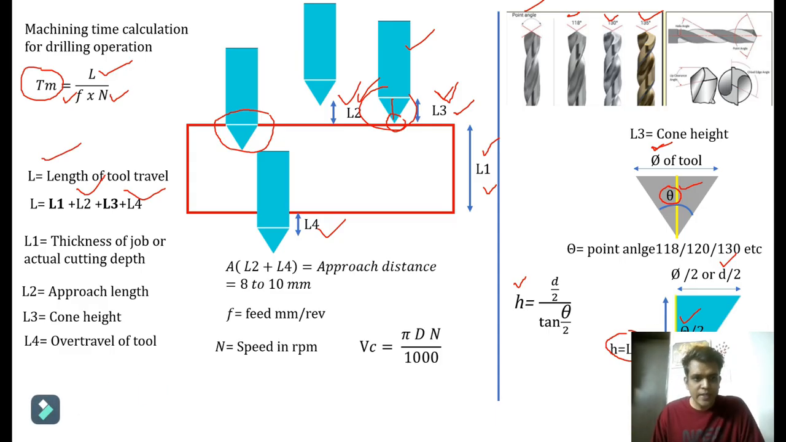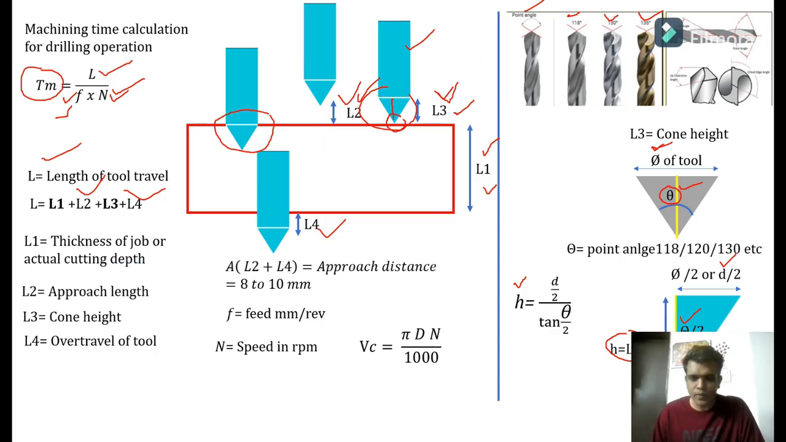Understood? Feed is directly given. We know the speed, and if not given, we can calculate it. How, we will see. Sometimes you may know directly what is N. So L is known, F is known, N is known, and Tm, that is time, can be calculated.